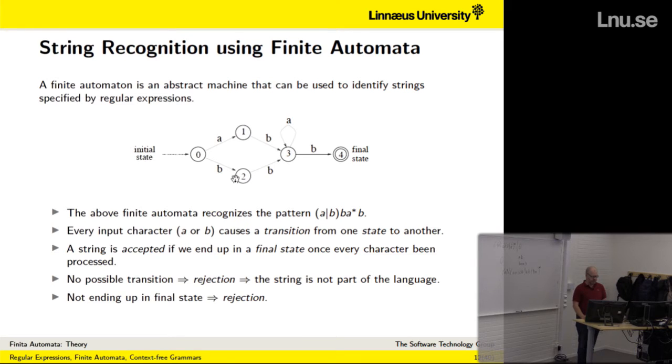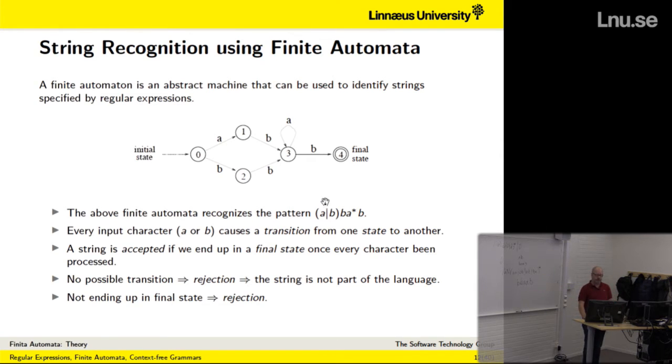Afterwards, it must have a B. Then any number of A's, and then it must stop with a B. So, for example, let's have a look at it. B, B, A, B. Is this a part of this? Will this one recognize this one?